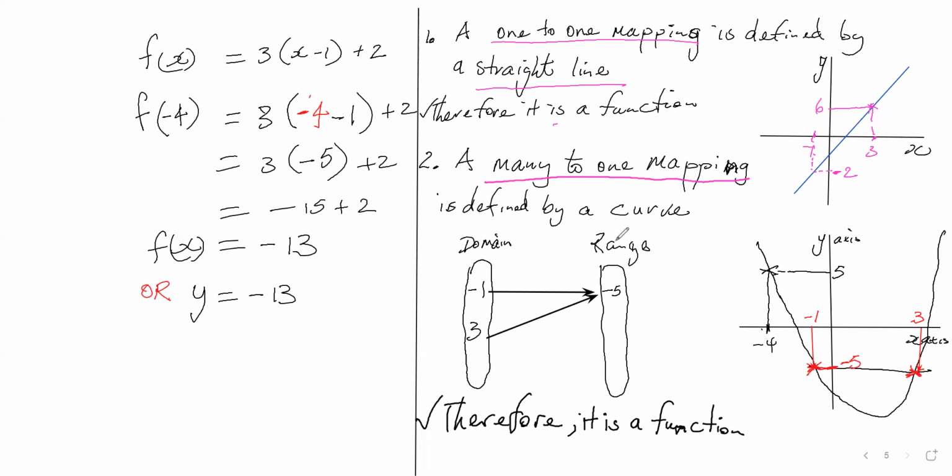Hello, I would like you all to write this down. I want to say it again. A one-to-one mapping is a function, and a many-to-one mapping is also a function. So once it's a curve, a parabola, or a straight line, it's a function. But here is the problem, people. I have one more to do. It's 3, and then we'll move on.